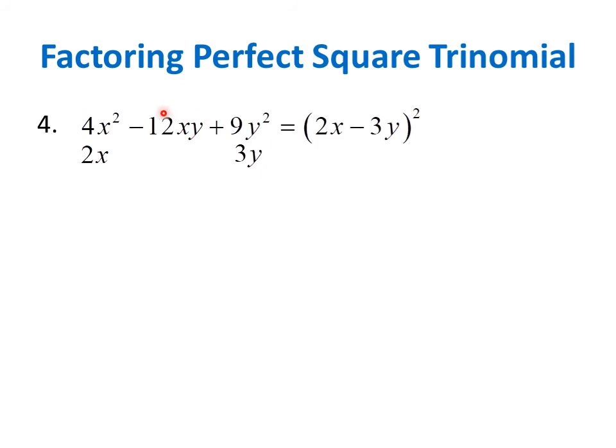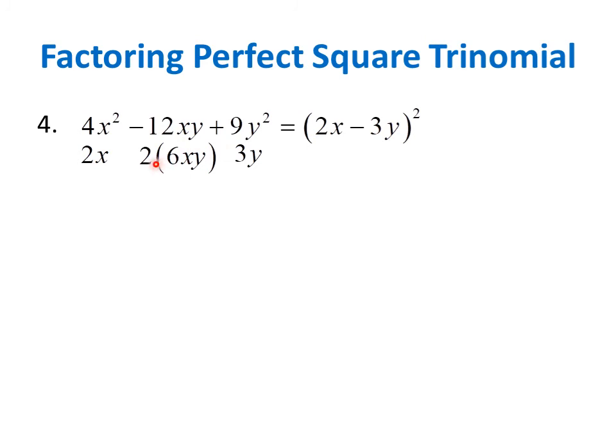Next question, is this second term twice the product of the square roots? If you multiply these square roots, you get 2 times 3, 6, and then xy. So 6xy, twice of that is 12xy. Therefore, this is a perfect square trinomial.